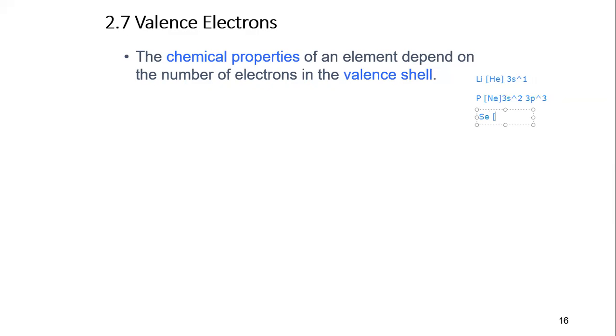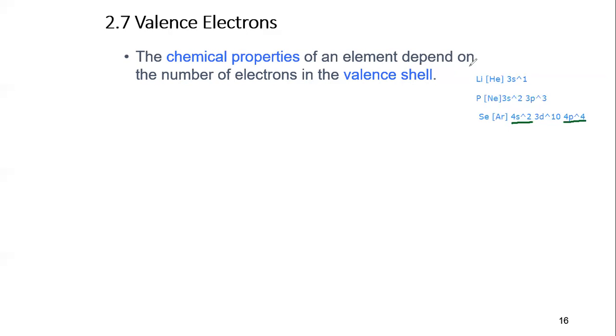And selenium would be argon 4s2 3d10 and 4p4. So again, you have to look at the highest energy level. So here for selenium, the highest energy level is 4. So we have a total of 6 valence electrons.